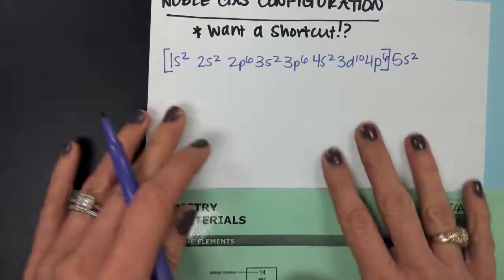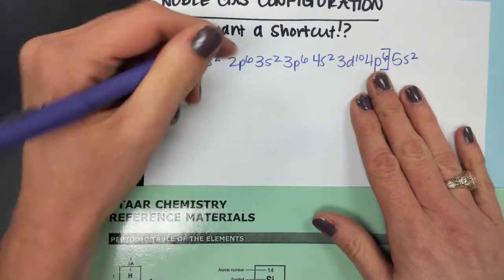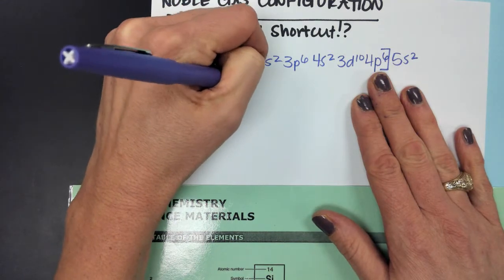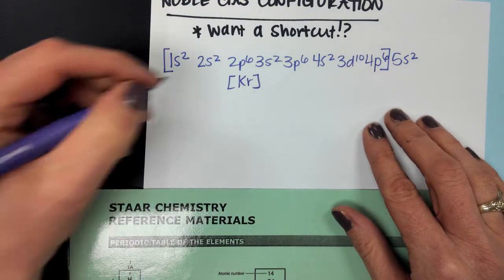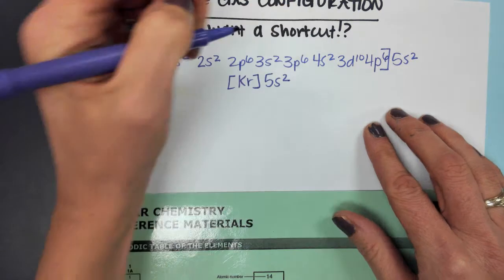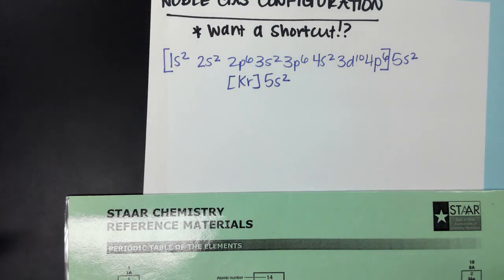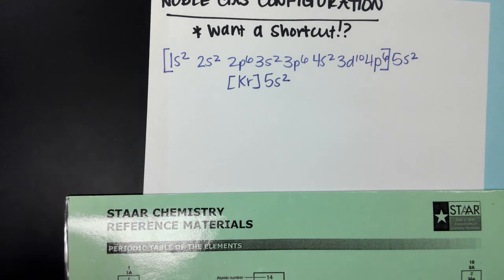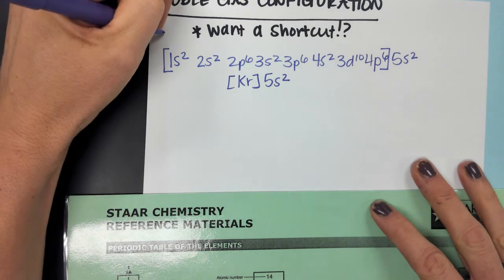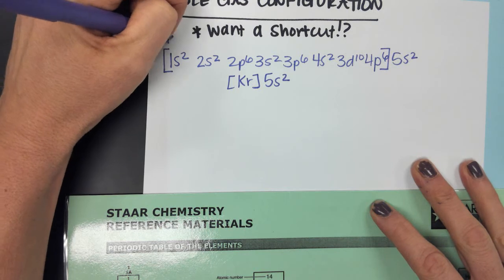Okay, so you can take that electron configuration and instead of writing it all, write the noble gas. And then just write the valence energy level, the valence shell electrons. Okay, that was for strontium.